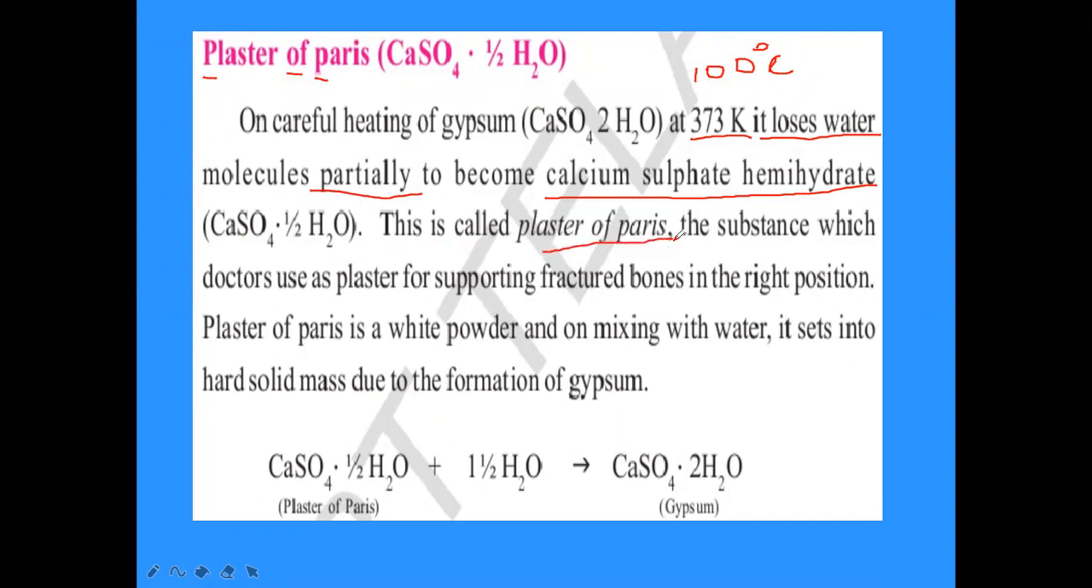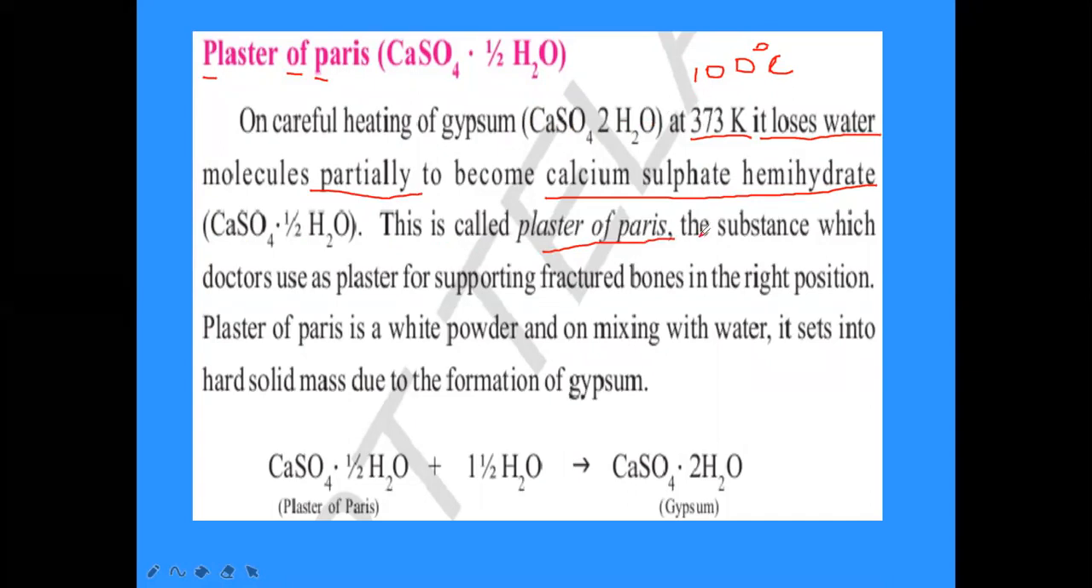So what is plaster of Paris called? Calcium sulfate hemihydrate. And what is gypsum called? Calcium sulfate dihydrate. From which one do we get which one? Plaster of Paris is obtained from gypsum at 100 degrees Celsius.